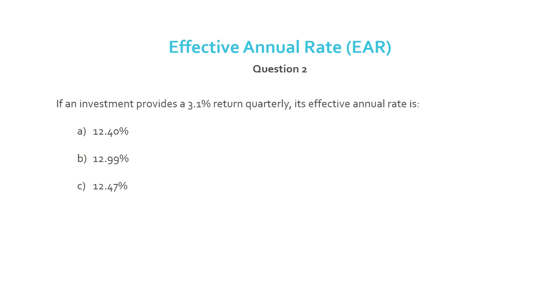Question 2. An investment provides a 3.1% return quarterly. What is the effective annual rate? So our EAR is going to simply equal 1 plus our rate per period. We're dealing with a quarterly time horizon here, so it's going to be raised to the power of 4, and then we're going to subtract 1.